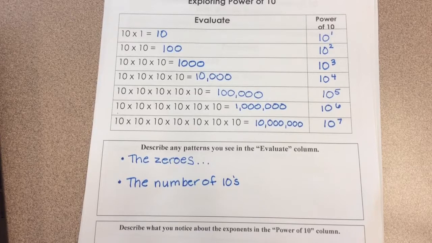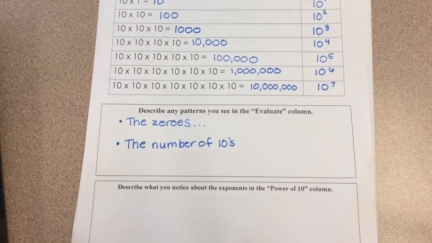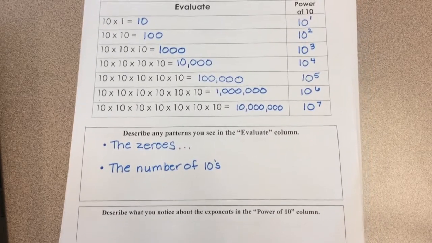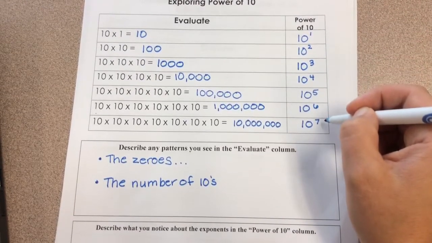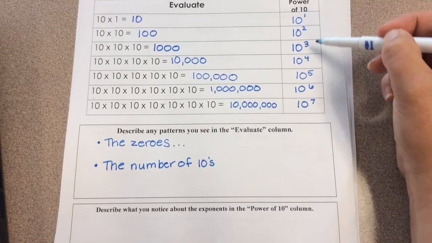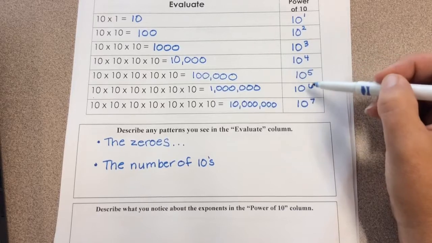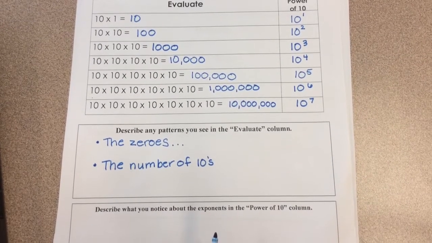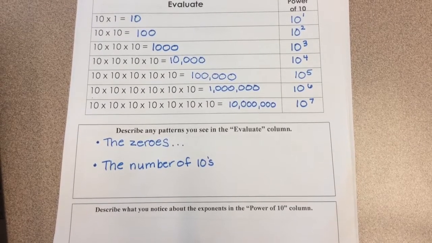So you're going to pause this video and you're going to keep looking at the patterns. So what do you notice? The next question says, describe what you notice about the exponents in the power of 10 column. What do you notice here? You are writing this in this box. What do you notice the pattern is? What do you notice is here and here? You are writing down patterns. You're coming to class tomorrow already with your patterns written down. Pause the video and do that.